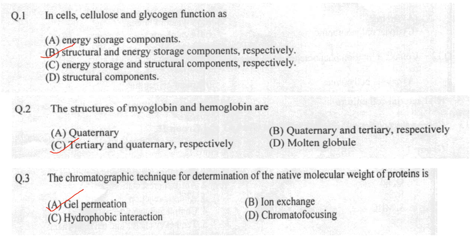Coming to the first question. In cells, cellulose and glycogen function as: option A, energy storage compounds; B, structural and energy storage components respectively; C, energy storage and structural components respectively; and D, structural components. So cellulose is a structural component and glycogen is an energy storage component. So the answer is option B, structural and energy storage components respectively.